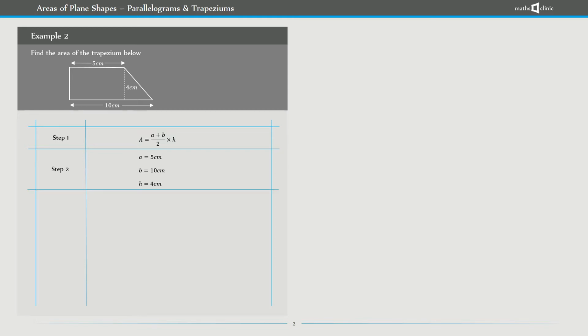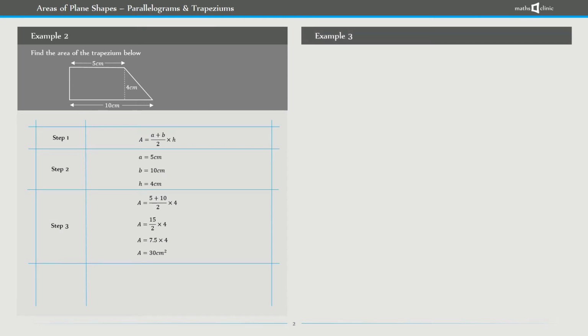And I believe we can go ahead and put those into our formula, and what we have in the end is A equals 5 plus 10, okay, divided by 2 times 4. A equals 15 divided by 2 times 4. 15 divided by 2 is 7.5. And then you have that your A is 30 centimeters squared. Simple. Okay, so I think we can move on to example 3.